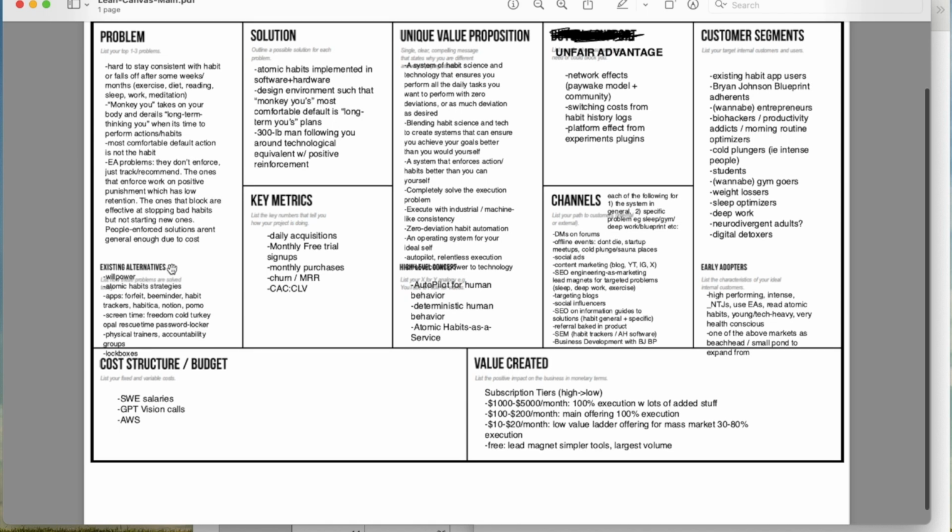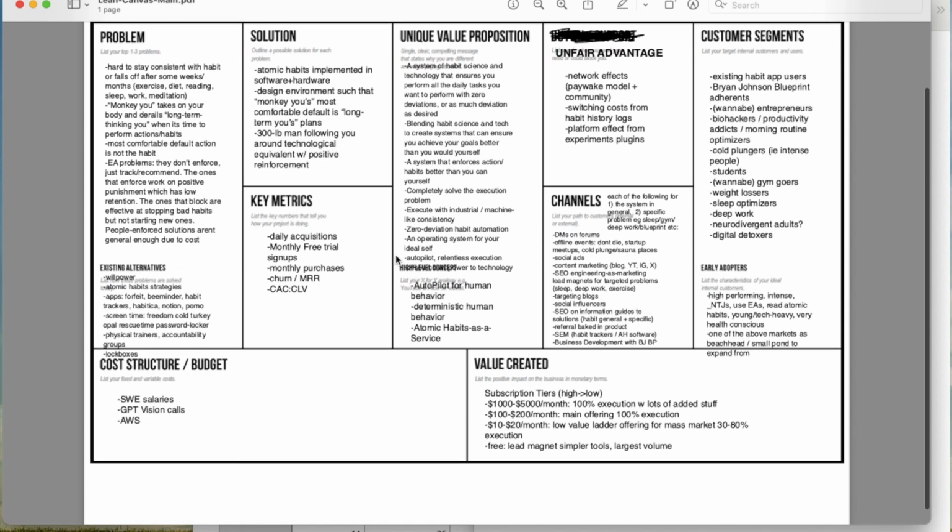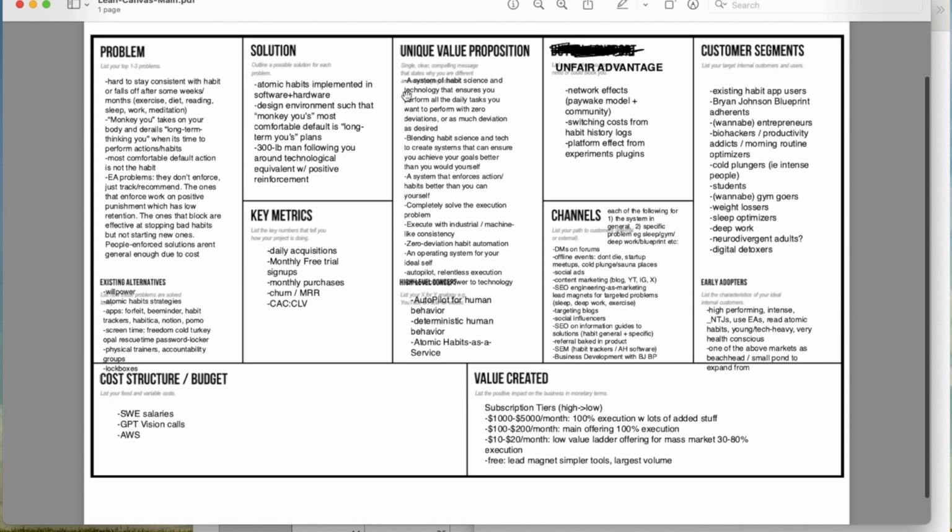So yeah, existing alternatives: willpower, Atomic Habits, and then there's a bunch of apps and screen time apps and stuff like that. And so basically building atomic habits in software and hardware, my 300-pound man analogy. All the stuff that's relevant specifically to Autonomous Self, I'll talk about in a different series. This is more about operating the startup.